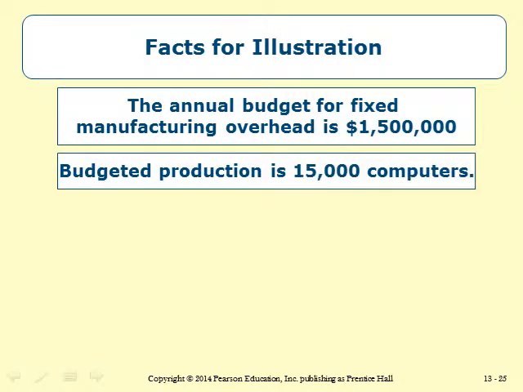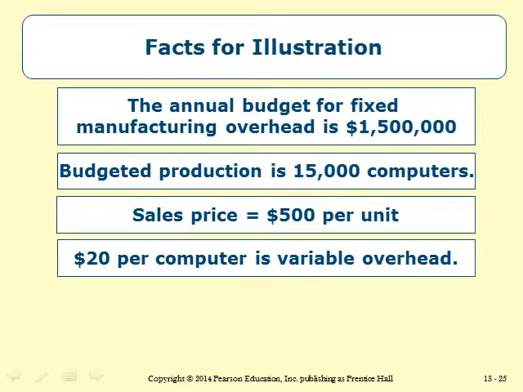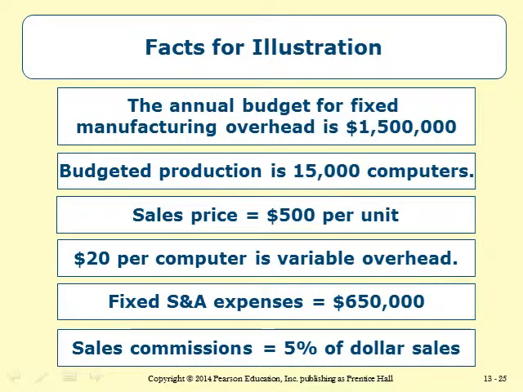And so the annual budget for fixed manufacturing overhead is $1.5 million. Expected or budgeted production is 15,000 computers per year, and the sales price is $500 per computer. For simplicity, we will assume that the number of computers produced is the single cost allocation base for the $20 per computer variable manufacturing overhead. Also, we will assume that annual budgeted fixed selling and administrative expenses are $650,000, and the only variable selling and administrative cost is a sales commission of 5% of dollar sales.